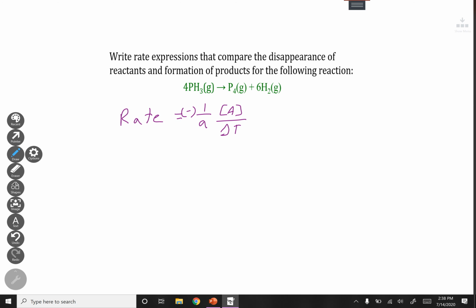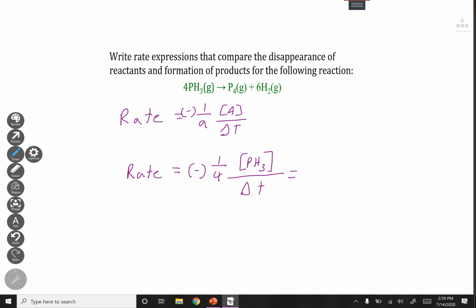So what we'll write is, we can say that rate is equal to, and we'll start from our reactants. So we'll start with a minus, since our reactants we know are going away, and our 1 over a here will be 1 over 4, and that's just coming straight from the stoichiometric coefficient, times the change in concentration of PH3 over delta t. Well, we don't know what the delta t is. They didn't tell us the delta t.